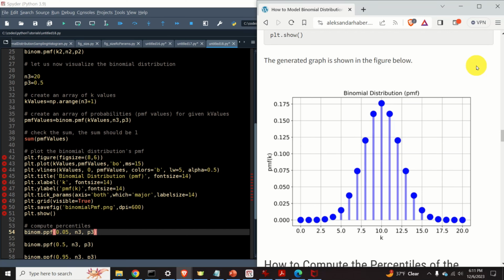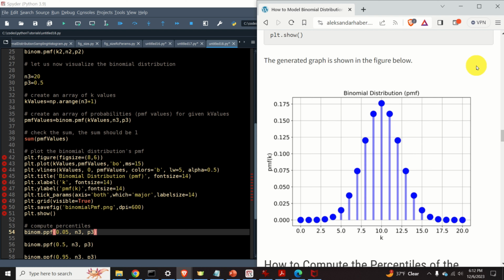Hello everyone! In this probability statistics in Python tutorial, we explain how to model the binomial distribution in Python by using the SciPy library and the statistical function module called stats. In particular, in this tutorial, we explain number 1, how to create a binomial distribution in Python.